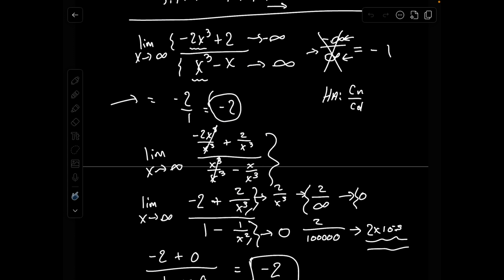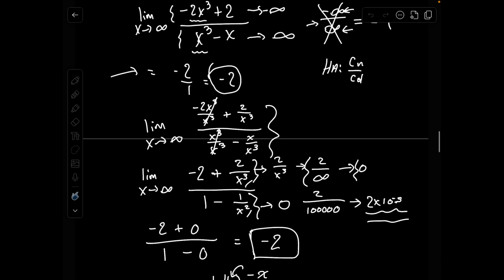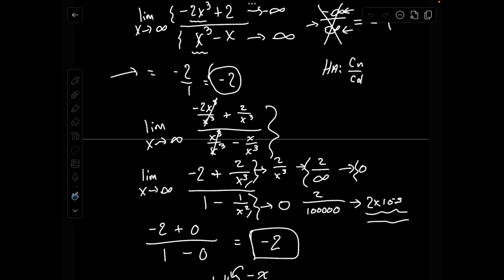Because the magnitudes of infinity are different, we can't cancel them out. However, we can recall from rational functions that the leading coefficient of the numerator can divide by the leading coefficient of the denominator as long as the degrees of the numerator and denominator are the same. So we can see that we just have -2 over 1, which is equal to -2.